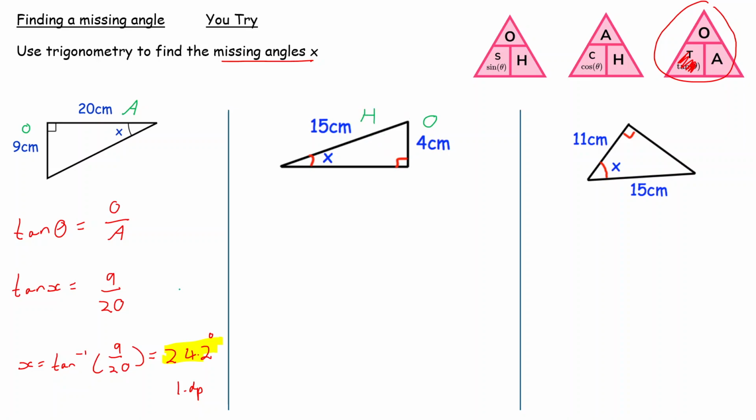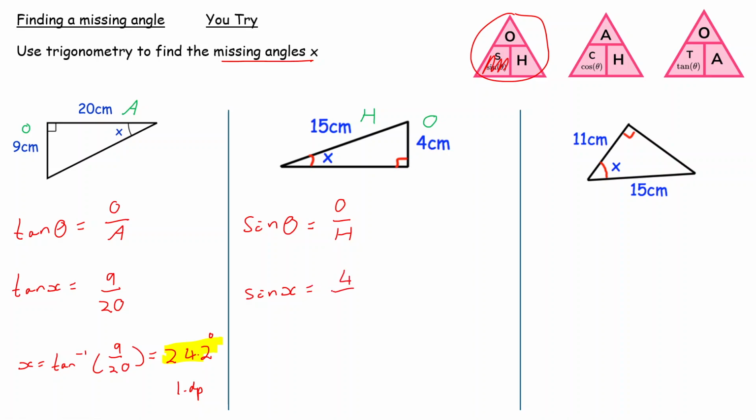So I've been given O and H, which means I'm using the first one this time, SOH, because I've got O and H in that formula. I'm trying to find the angle, which is the sine theta part. So you put your finger over it and you say that sine of the angle theta is equal to opposite divided by hypotenuse. So O over H, and then you just substitute. So sine of the angle X is equal to my opposite side, O is 4, so 4 over hypotenuse, which is 15.